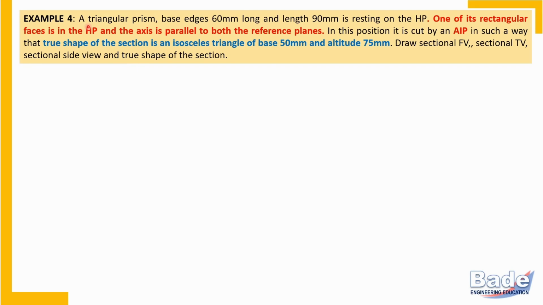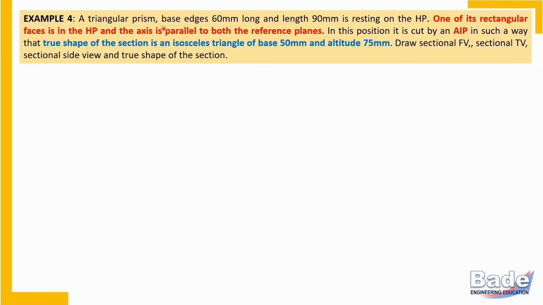Let's solve this problem. A triangular prism, base edge is 60 millimeter long and length 90 millimeter, is resting on HP. One of its rectangular faces is in HP, and the axis is parallel to both the reference planes. In this position, it is cut by an AIP in such a way that true shape of the section is an isosceles triangle of base 50 millimeter and altitude 75 millimeter. Draw sectional front view, sectional top view, sectional side view, and true shape of the section.